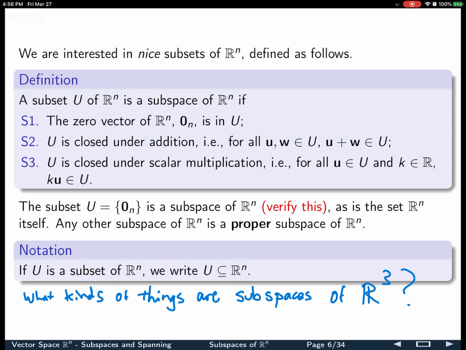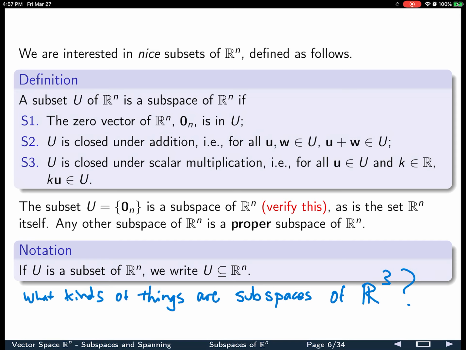So if we wanted to think about what kinds of things are actually subspaces of R3, the first and smallest subspace would be just the origin. The origin is a subspace because it does contain the zero vector. And if you add the zero vector to the zero vector, you stay in that space. And if you multiply the zero vector by any number, you also stay in that space. And that's the only kind of zero-dimensional subspace of Rn.